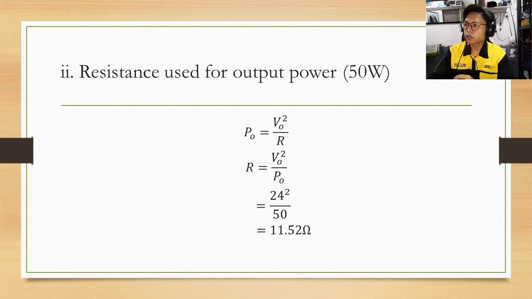Next is the resistance used for the output power. As mentioned in the question earlier, the output power is 50 watt. Using the formula P out is equal to V out squared over R, to determine the resistance we derive the equation R is equal to V out squared over P out. Substituting V out is equal to 24 volt and P out is equal to 50 watt, we get the resistance is equal to 11.52 ohm.